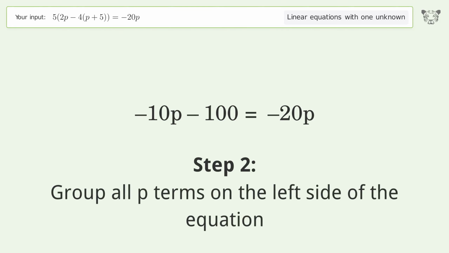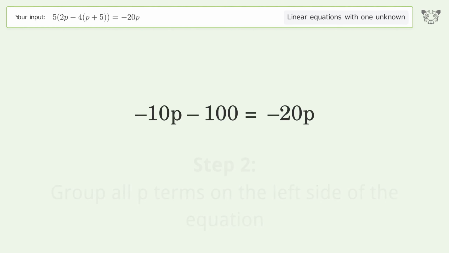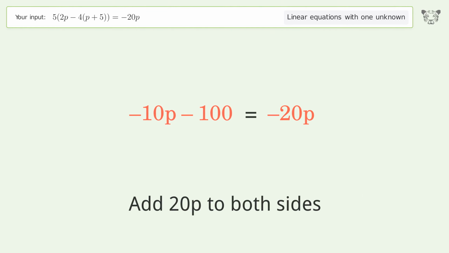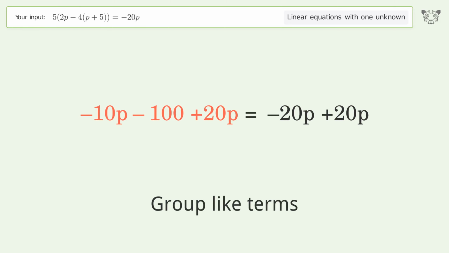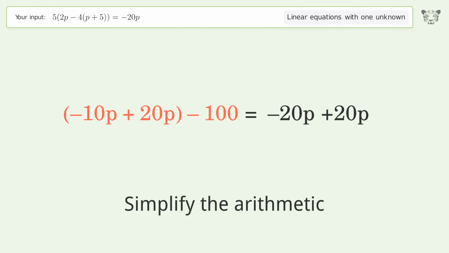Group all p terms on the left side of the equation. Add 20p to both sides. Group like terms. Simplify the arithmetic.